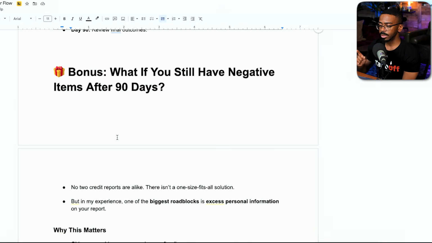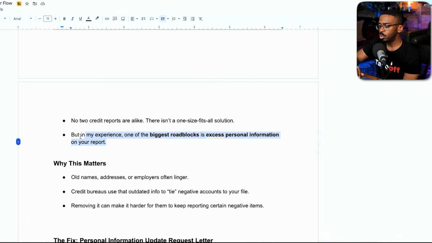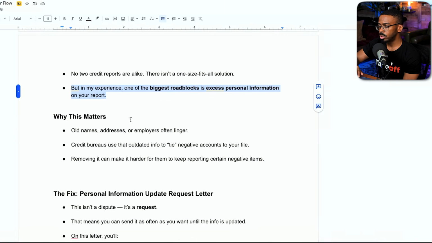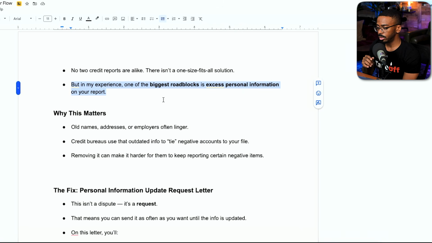And as a bonus for you guys, if you still have negative items after that 90-day time period, typically what I've seen, if you struggle removing negative items from your credit report, is usually because you have excess personal information, right? What does that mean? You're only supposed to have 1 name, 1 address, and 1 employer on your credit report, but most people actually have multiple, and they don't know that that excess personal information is tied to negative accounts on your file, which your credit reporting agencies may be using to verify and keep that negative item super glued on there.